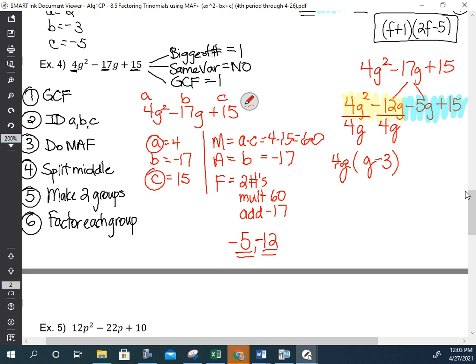Go to that second group. The second group begins with a minus, so you're going to take out a minus. If it began with a plus, you take out a plus. What divides out of 5 and 15? Take out a 5. Negative 5 divided by negative 5 is 1. 15 divided by negative 5 is negative 3.